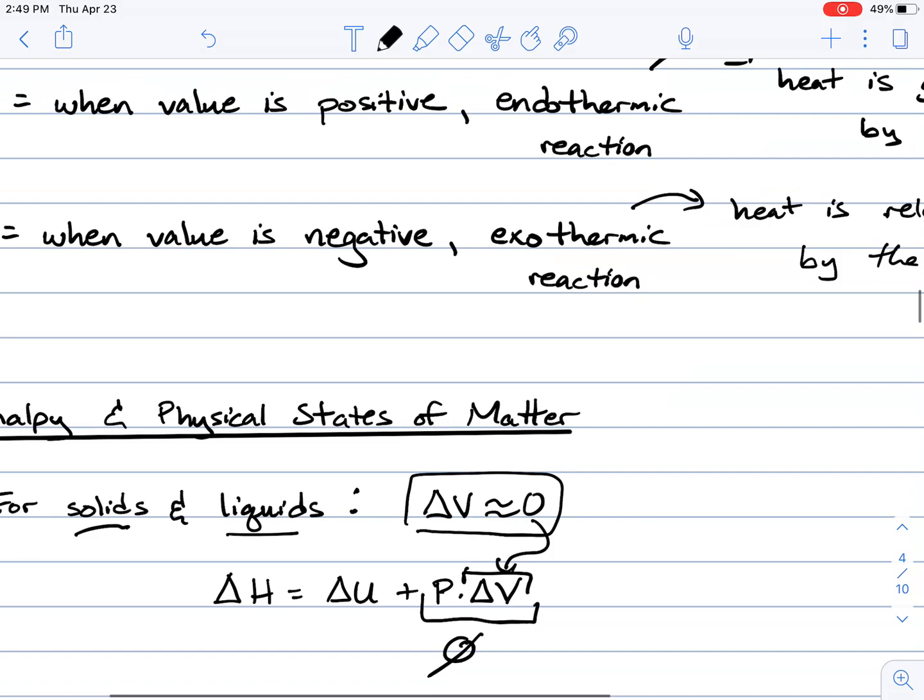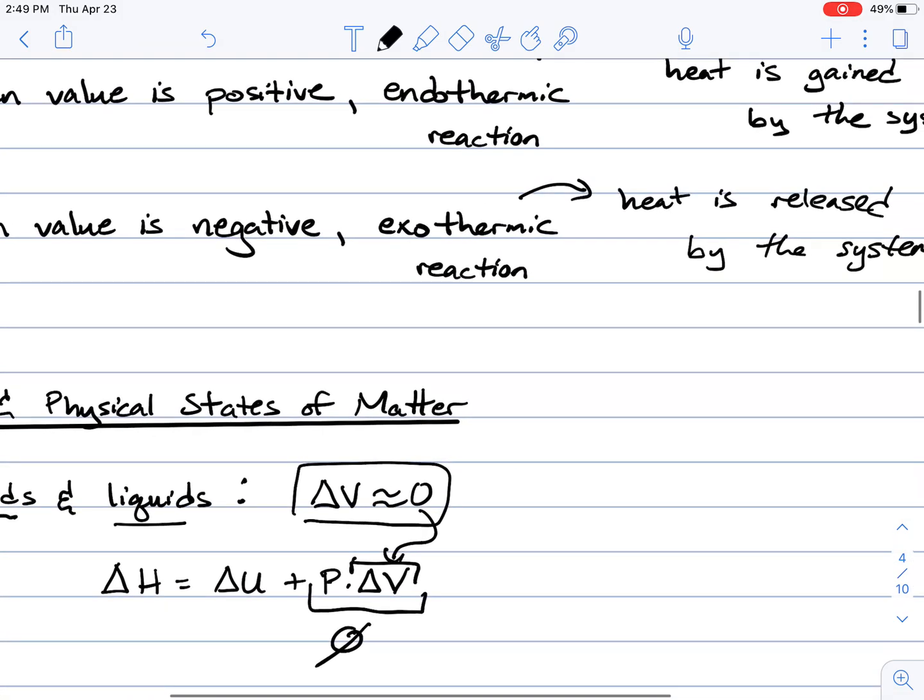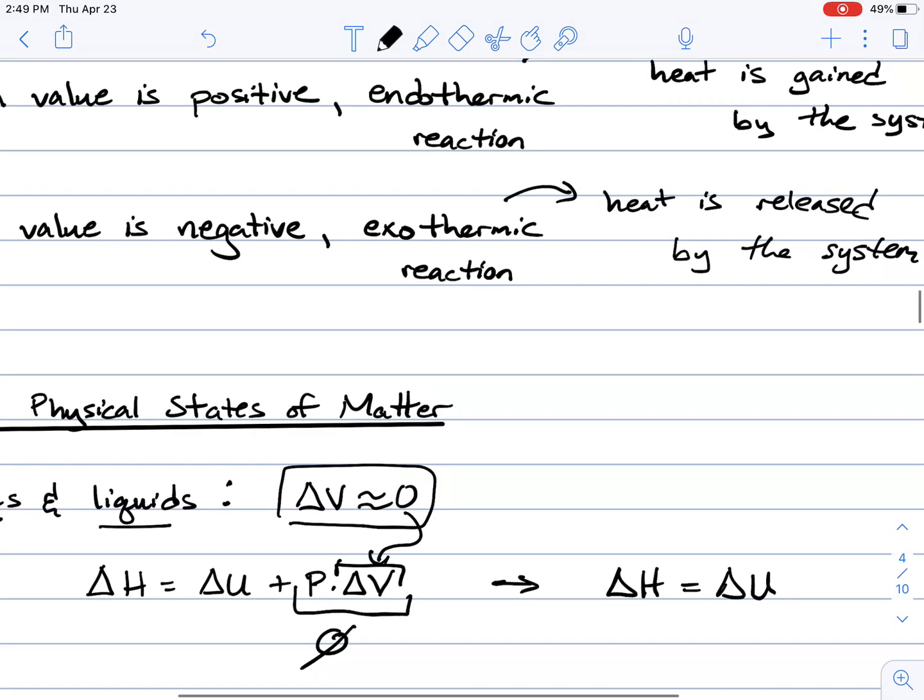And so overall, for enthalpy and the physical state of matter, solid and liquid, the enthalpy is equal to the internal energy. And this is really cool because once you calculate enthalpy, you now have calculated the change in internal energy, and vice versa.